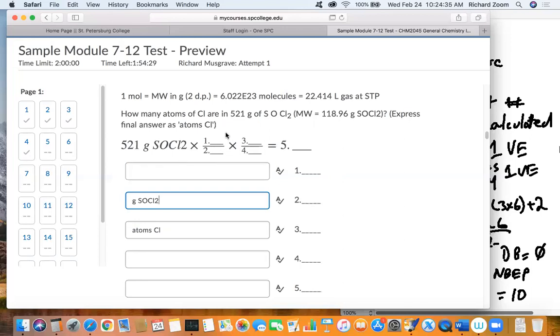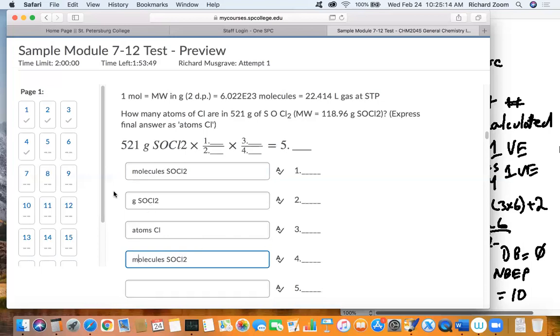But what we need here is something that links grams and atoms together, and that would be molecules. Because we can link a certain quantity of molecules and atoms. So I know that up here in number 1, it's going to be molecules of SOCl2. And in number 4, to cancel that, that's going to be molecules of SOCl2 as well. Does anybody have any questions so far?